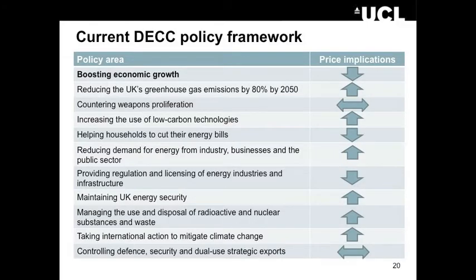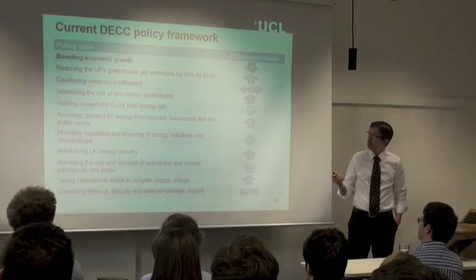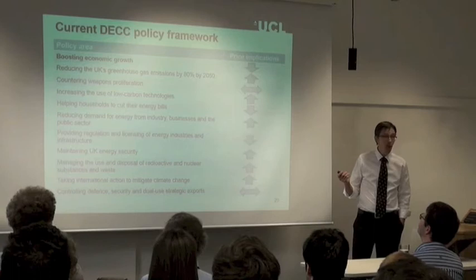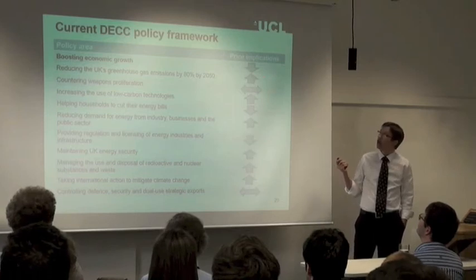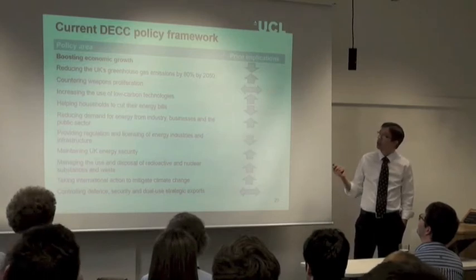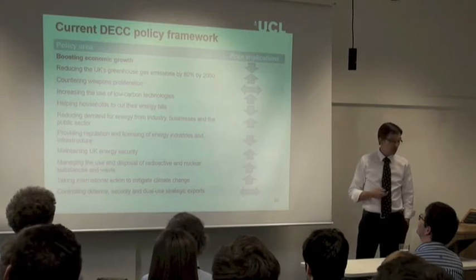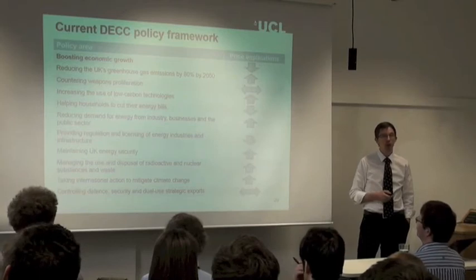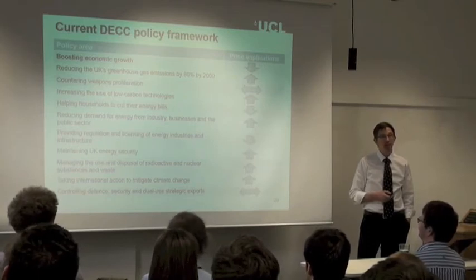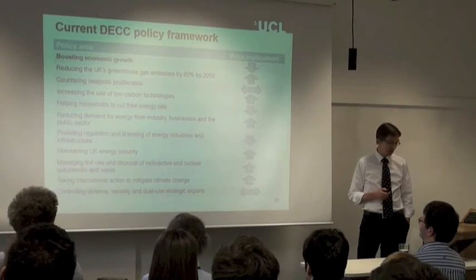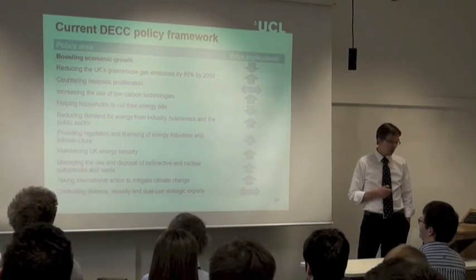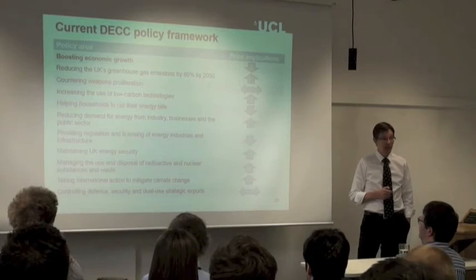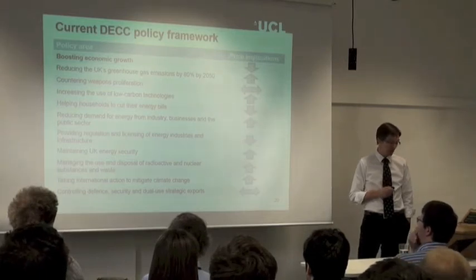And if you look at the current DECC policy framework, these are just taken directly from the DECC website. But this is why it's so hard, because this is what I think these policy priorities mean for energy prices. So number one priority right now is to boost economic growth. And to boost economic growth, you actually want prices to go down. That would mean that we free up money to spend on other things. To reduce the UK's greenhouse gas emissions, you actually want prices to go up, because then you can reduce consumption of fossil fuels.